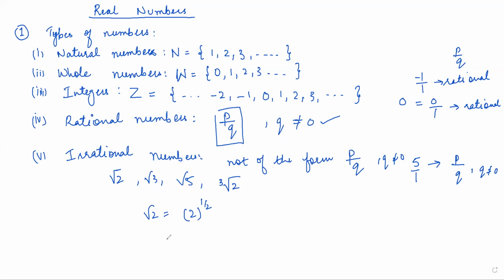Okay. For example, but every under root number is not irrational because, for example, I have under root 4. So if you go by this definition, I can write 4 as 4 to the power half.